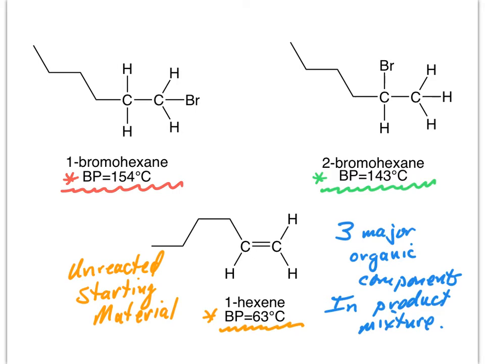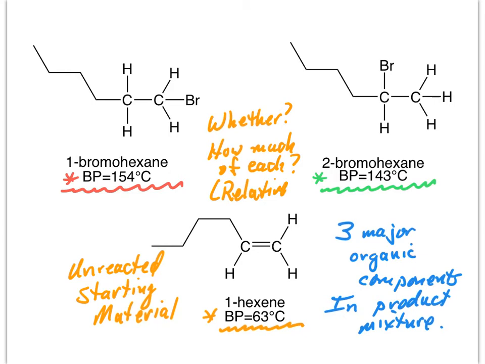Right? Now the question is, how do we determine whether these are there, right? And if they're there, how much of each, at least in terms of a relative amount? Well, one answer to that, with these molecules that are of similar size but different boiling point, is to use gas chromatography.